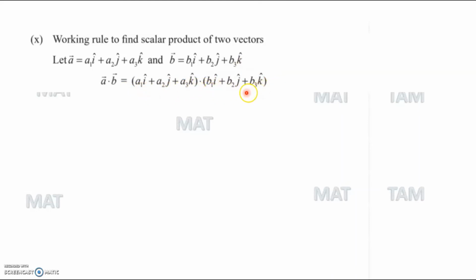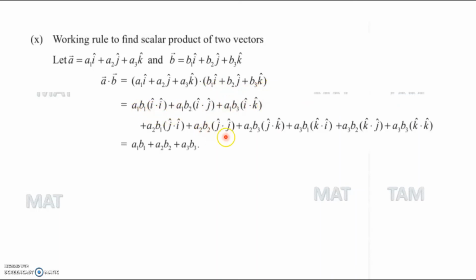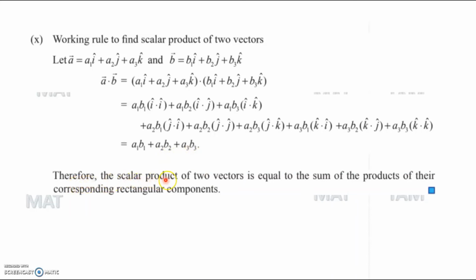Now, further applying our distributive law, we can expand this. When you expand this, you will find we have i dot i, which is 1, then i dot j, which is 0. Similarly, this will be 0. So further applying this, you will find our result will be a1 b1 plus a2 b2 plus a3 b3. Therefore, the scalar product of two vectors is equal to the sum of the products of their corresponding rectangular components.